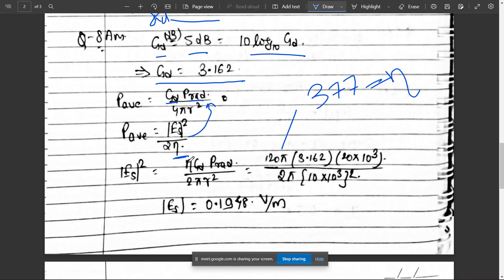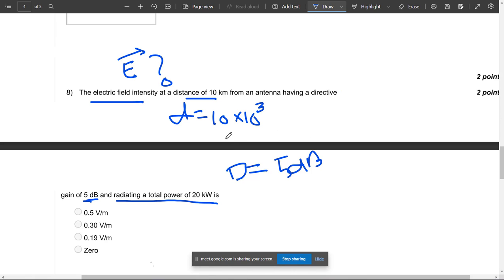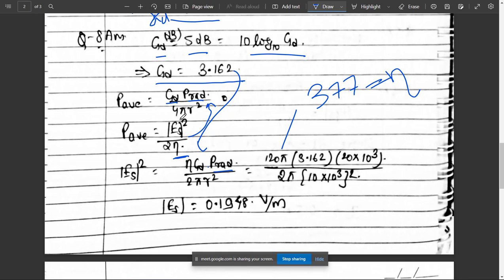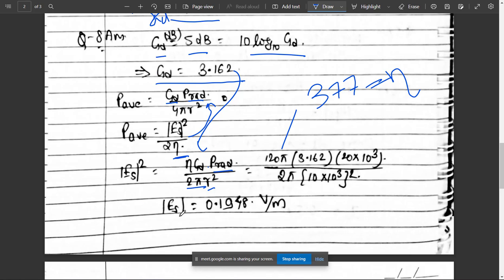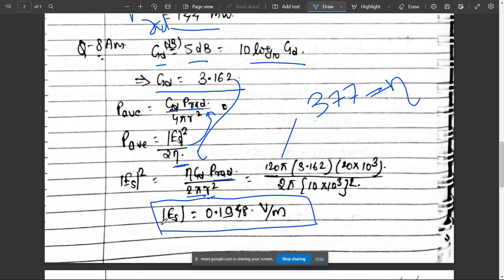So we'll put here 120 pi into GD, which we already got, right? We know P radiated. Radiated power is given in the question, which is 20 kilowatts. We'll put 20 kilowatts here. 4 pi r square, we know the value of pi, we know r. Here r is also given, right? Distance is given as 10 into 10 to the power 3. So we will put those values here and we will find mod ES in volts per meter. It is 0.1948 volts per meter.